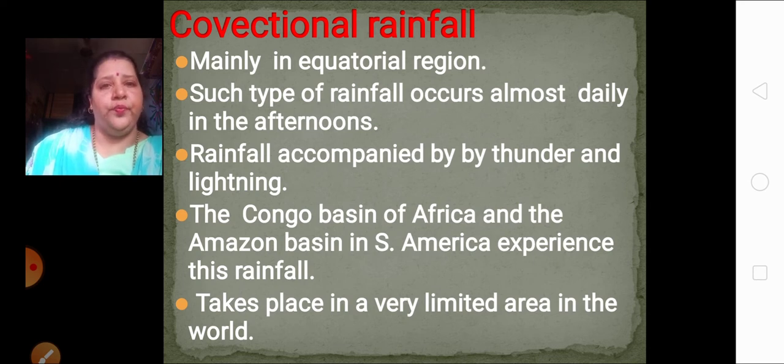That is the convectional rainfall. Such type of rainfall takes place in the Congo basin of Africa and the Amazon basin in South America. These are the places which are very much near to the equator, so they get this type of rainfall. And this type of rainfall takes place in a limited area of the world only. So understood children, what is convectional rainfall? The rainfall which takes place because of the upward flow of hot air, that is called as convectional rainfall.